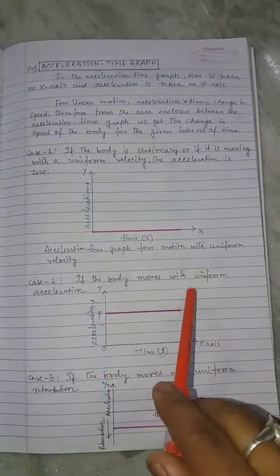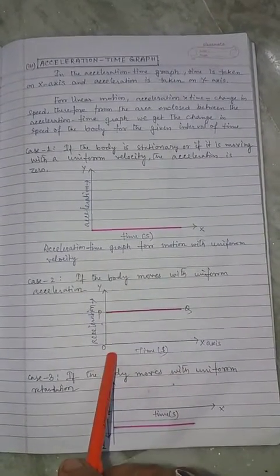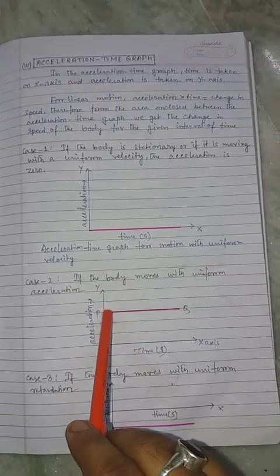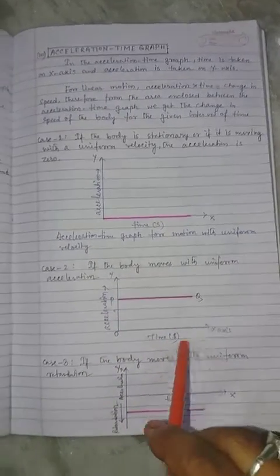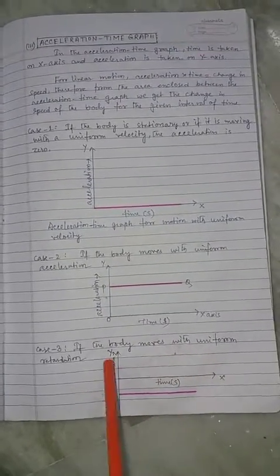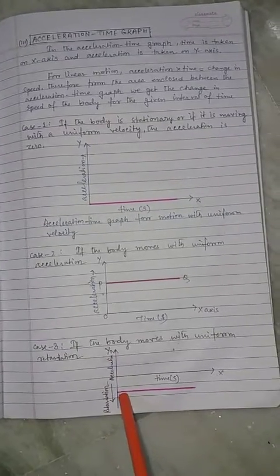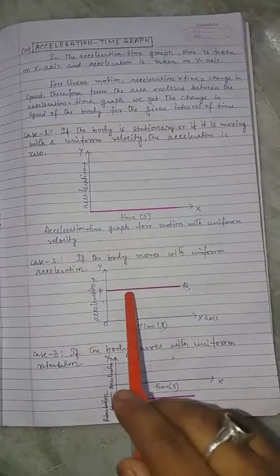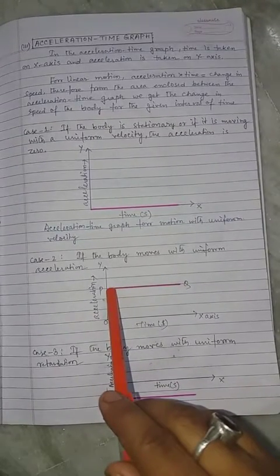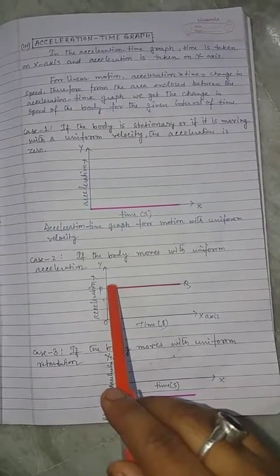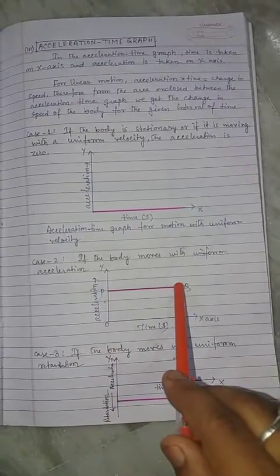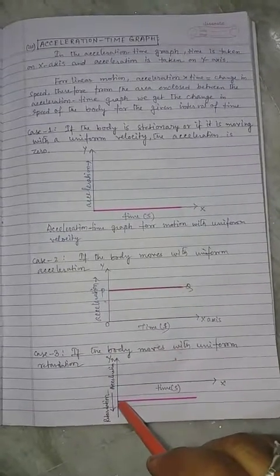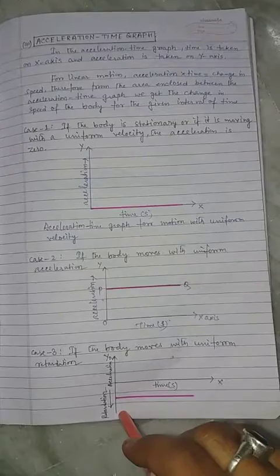If the body moves with uniform acceleration, then the line will be parallel to the time axis. If the body moves with uniform retardation, then also the line will be parallel to the time axis, but acceleration is considered on the positive y-axis, and retardation is considered on the negative y-axis.